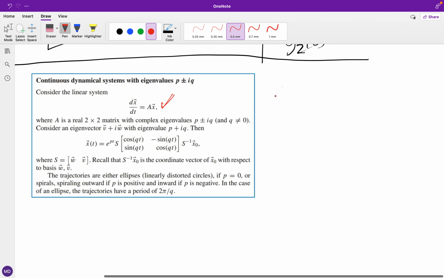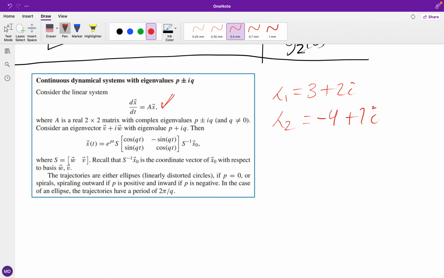So you'll get, say, lambda 1 equals 3 plus 2i, and lambda 2 equals its conjugate, just making some stuff up here. You might see something like this if you solve for your lambda values. And so this would be your p value, and this would be your q value. And to solve the system, you then want to solve in this way. This is the general form for when you have complex eigenvalues.